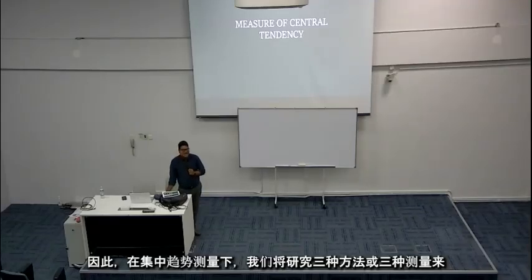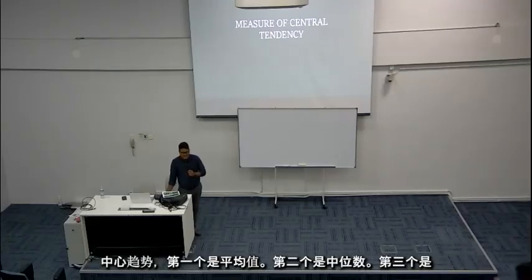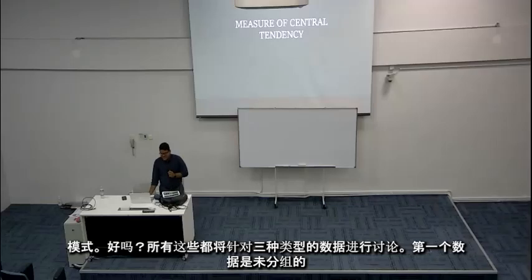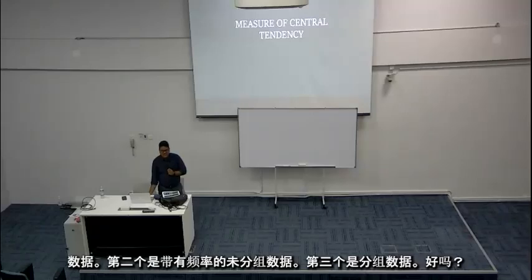Under the measure of central tendency, we will study three measures: the first one is the mean, the second one is the median, the third one is the mode. All of this we will discuss for three types of data. The first is ungrouped data. The second is ungrouped data with frequency. The third is grouped data.